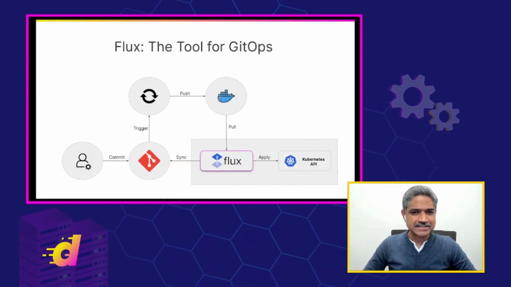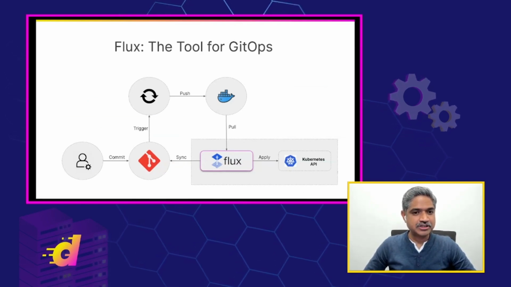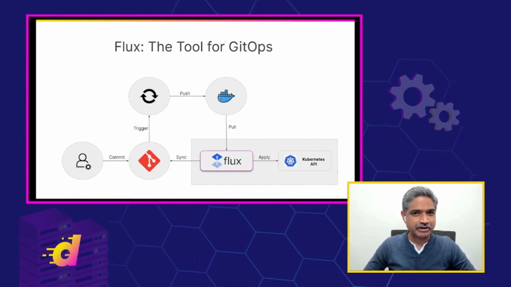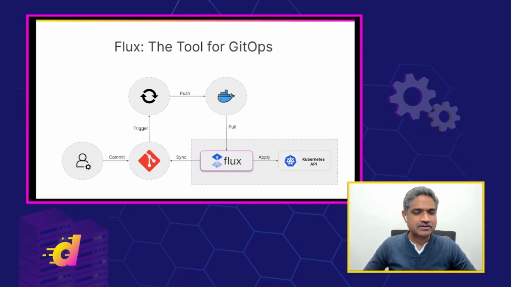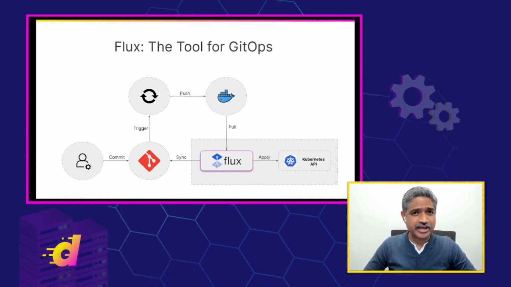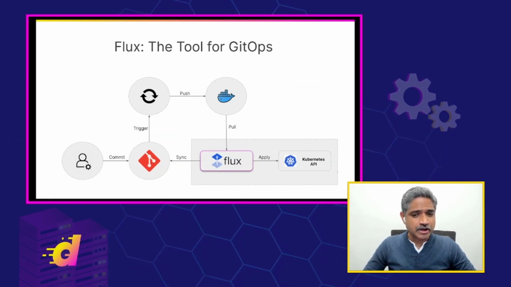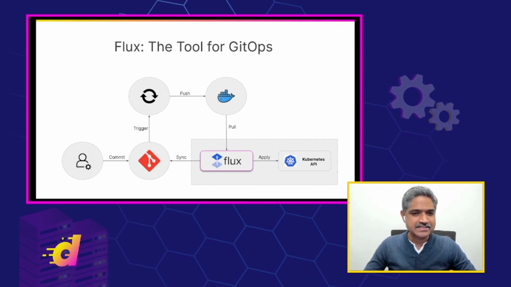So Flux is the tool for GitOps. Again, it was created by Weaveworks. Now it is one of the popular tools. It's a part of the Cloud Native Computing Foundation. It is used by a variety of platform vendors, including Microsoft, Amazon, VMware, and many other startups. So Flux is basically the software layer that implements GitOps.